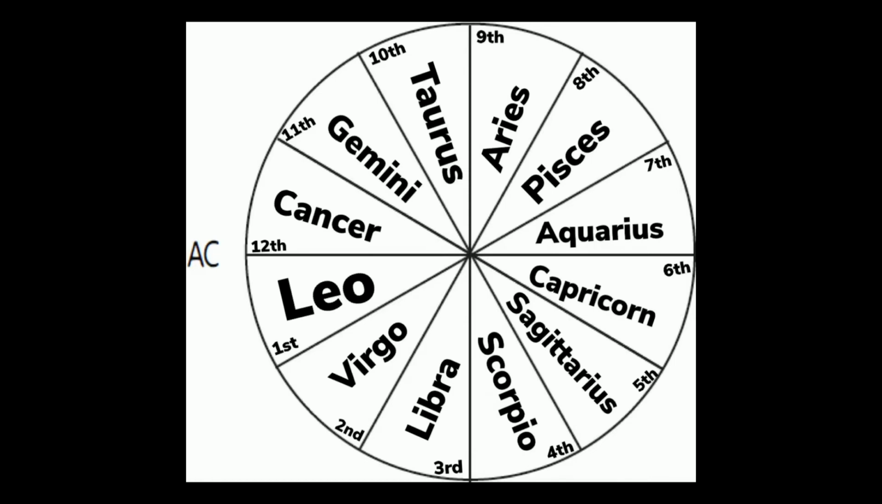Taurus is in the 10th house. And then Gemini is in the 11th house. And then last but not least, you have Cancer in the 12th house. So those are pretty much the setup of the houses.